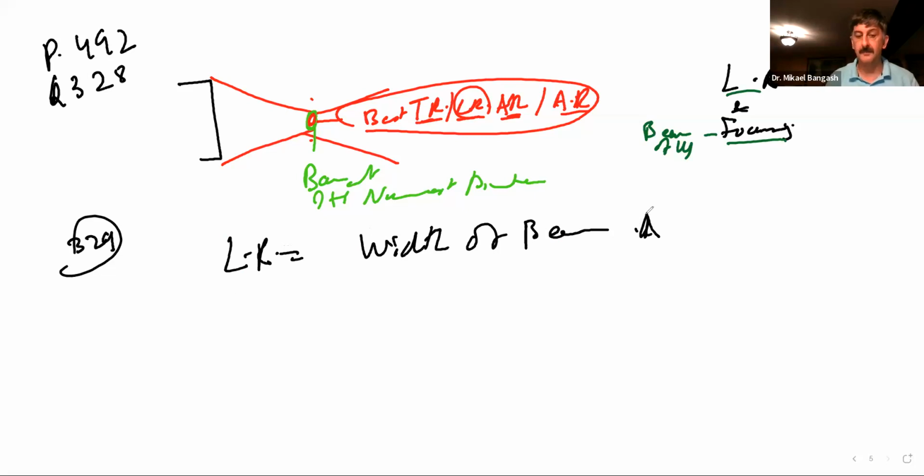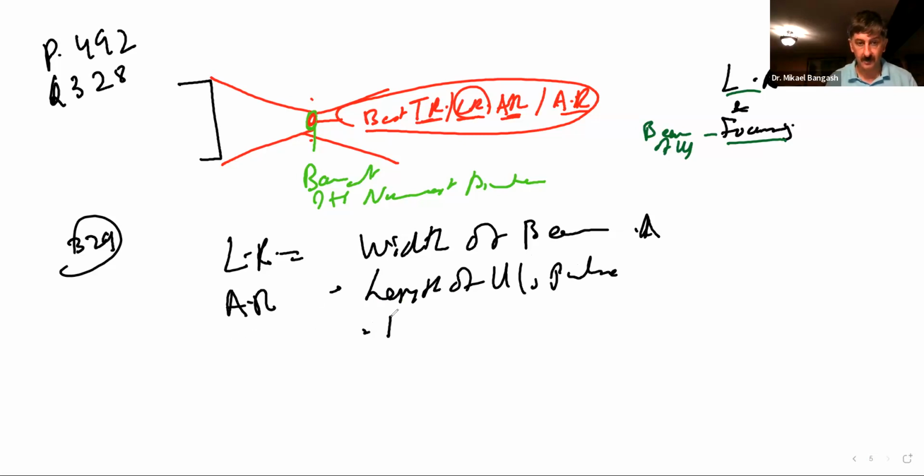Length of the ultrasound pulse. Now we can say the length of the ultrasound pulse would determine our axial resolution. So what we could say is the duration of the ultrasound pulse indirectly still determines your axial resolution. Or none of the above.